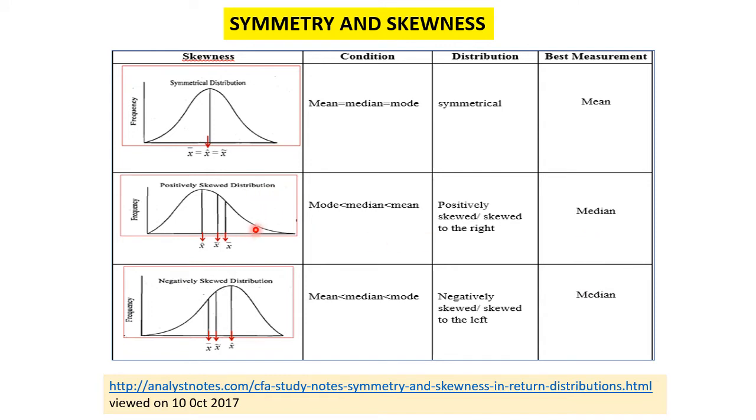As you can see here, if it is positively skewed, or in other words skewed to the right, the mode is located on the left and the mean on the right. Mode and median on the left, mean on the right. On the other hand, if it is negatively skewed or skewed to the left, the mean is on the left and the mode on the right. So look at the position of the mean, on the left or on the right. This is the situation if we have skewness in the distribution.